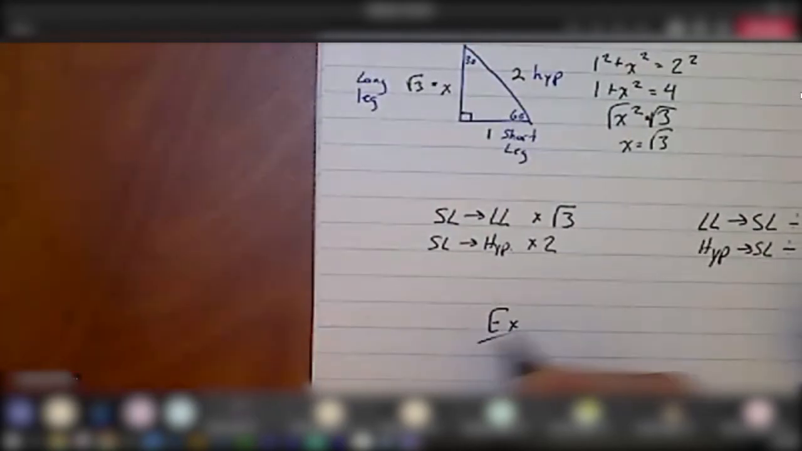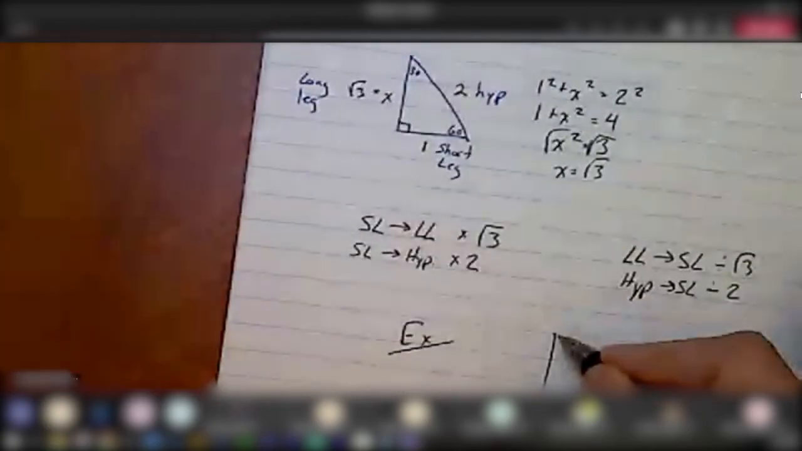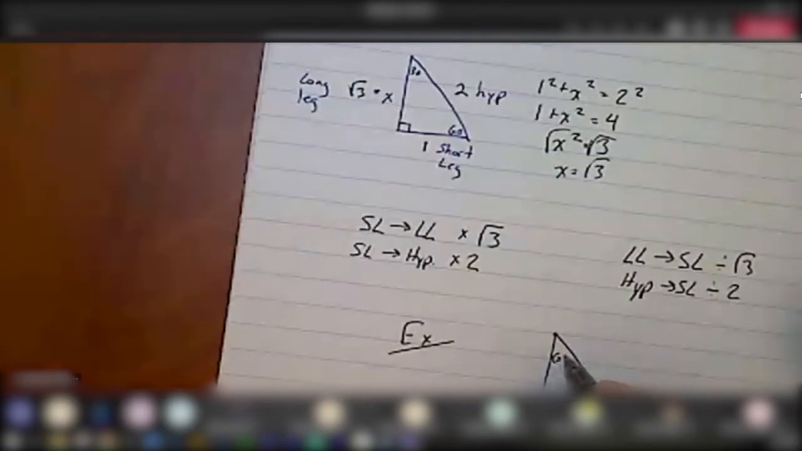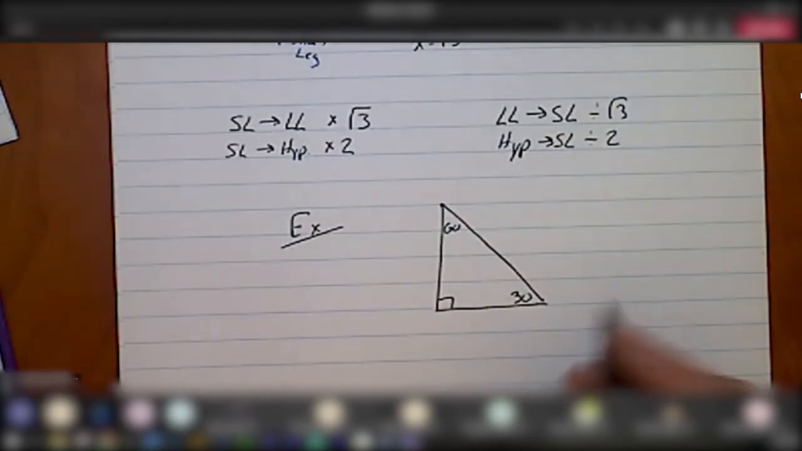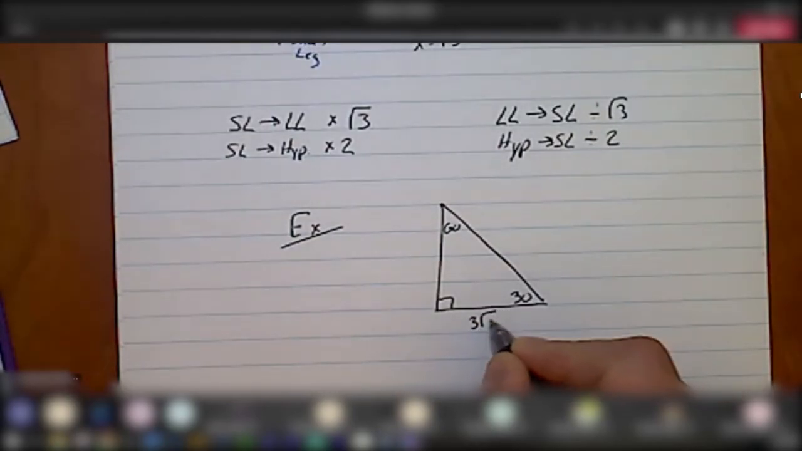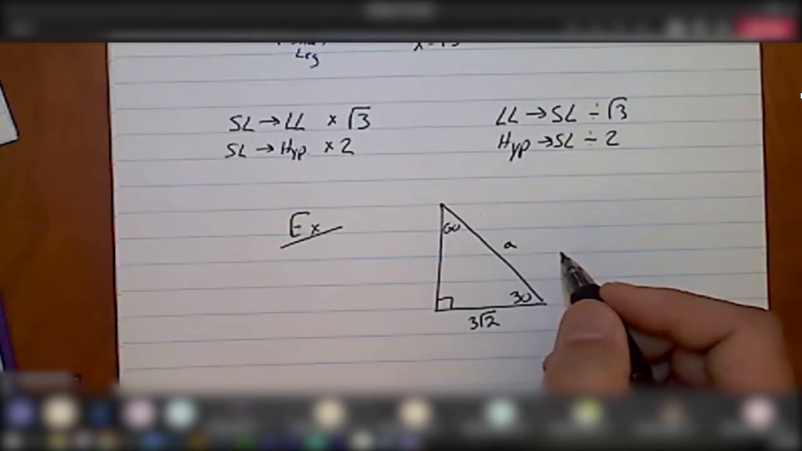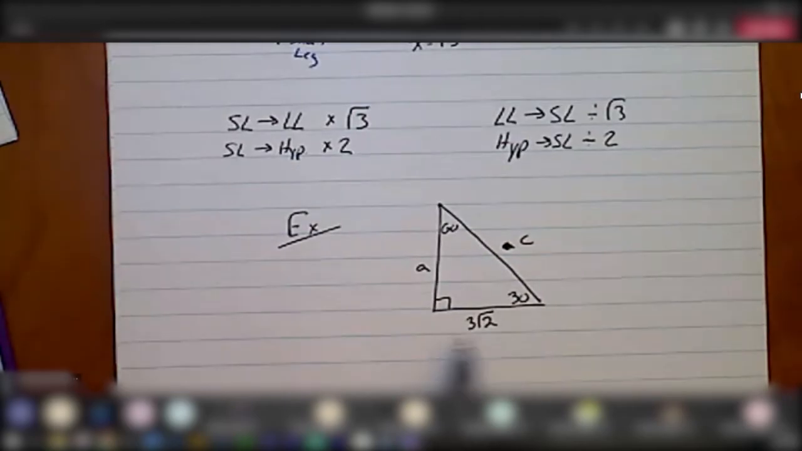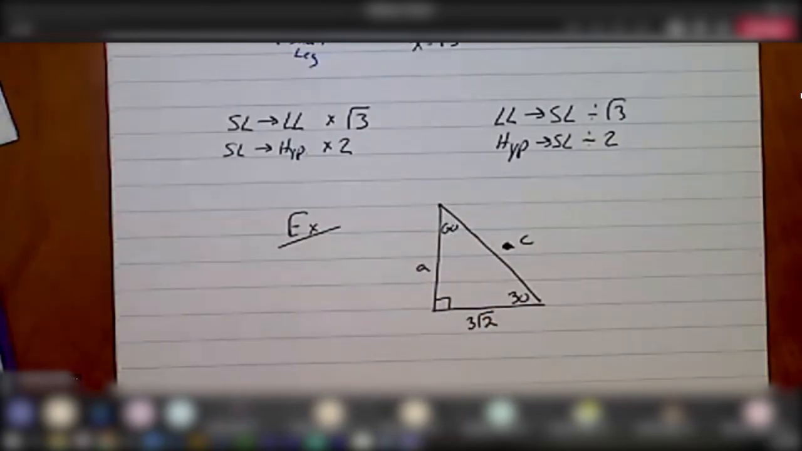All right, so let me give you an example dealing with this triangle. I give you that this piece of the triangle is 3 square roots of 2. Find that side, find that side. Take 5.